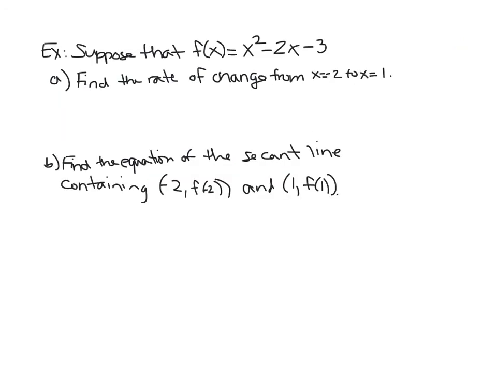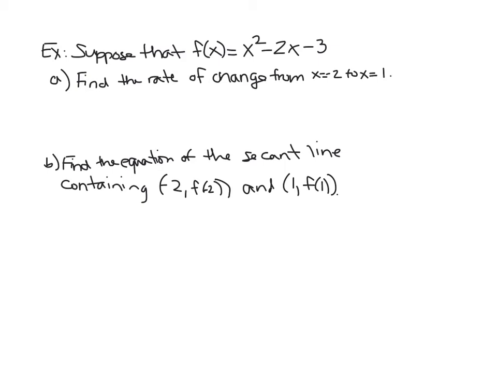So for this example, we are going to apply the rate of change and what we just talked about with the secant line. We are going to take this equation, f of x equals x squared minus 2x minus 3. We'll find the rate of change from x equals negative 2 to x equals 1. And we're also going to find the equation of the secant line containing these 2 points. We'll talk about the secant line one in just a second, but let's find the average rate of change.